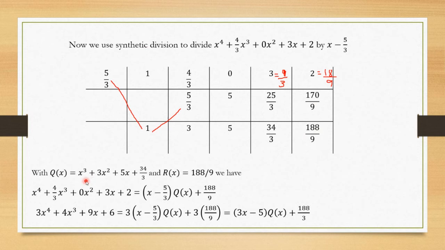From here, our quotient, this was degree 4, so the quotient has to be degree 3, 1 less. Coefficients 1, 3, 5, 34/3. R of x, our remainder, that's the last term here. Now, if you were to put it in, as in the division algorithm, you would have this: your dividend is your divisor, x minus 5/3, times q plus the remainder.